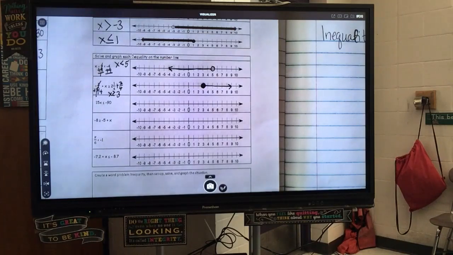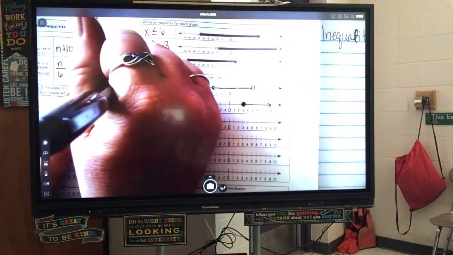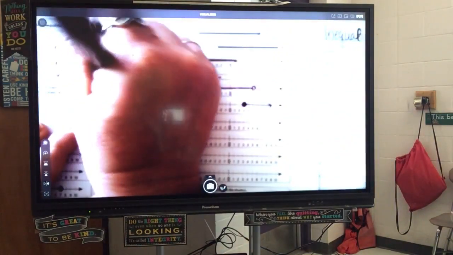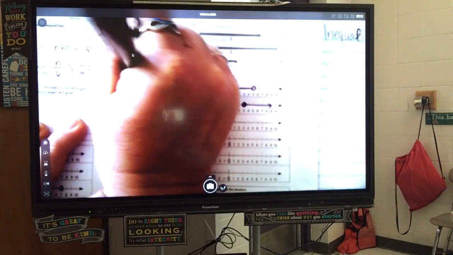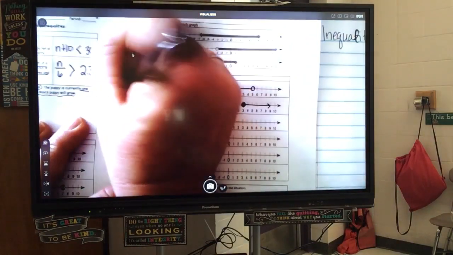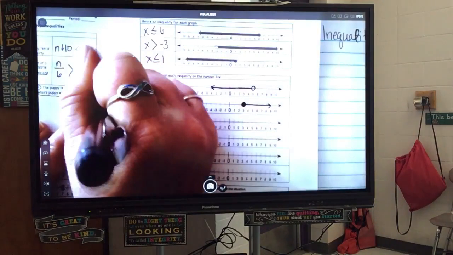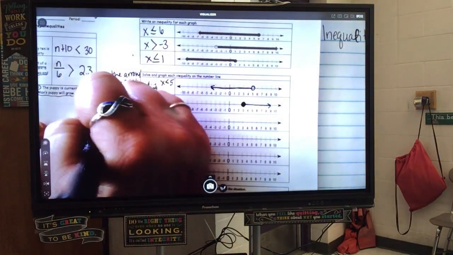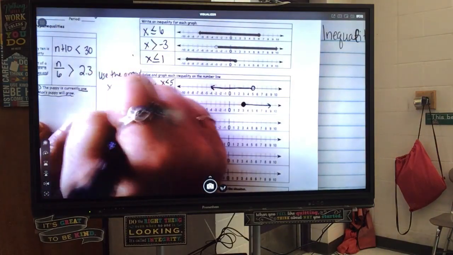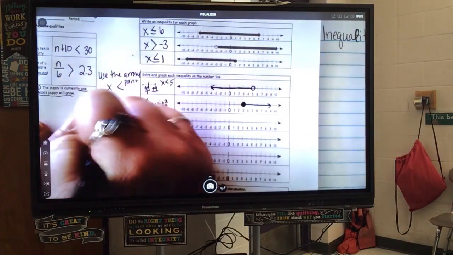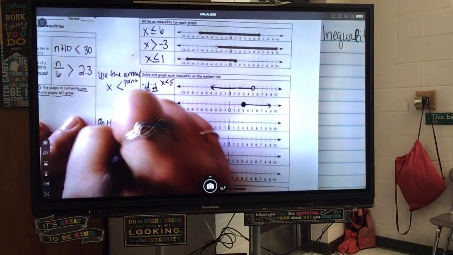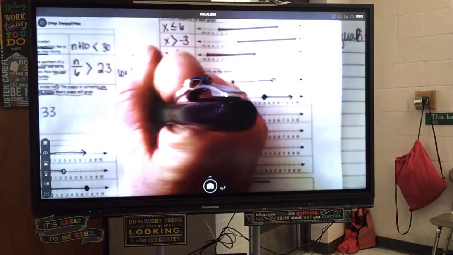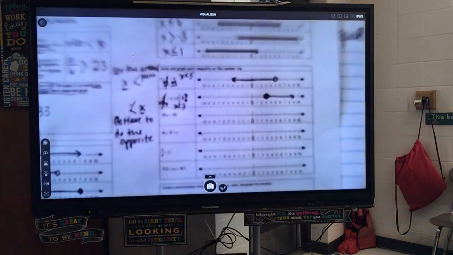So if x is here, you can use the arrow or the point. If the x is here, you have to do the opposite. So depending on the location of your variable determines if you can apply that rule.